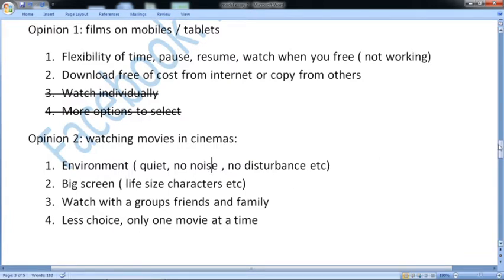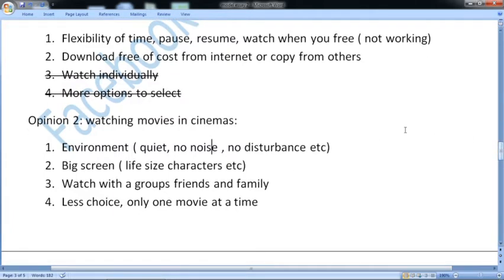Watching movies in a cinema, the environment is very good, quiet, no noise, no disturbance. We are watching without any pause. Big screen, we can see life size characters, of course this is very good. We can watch with groups and families, very good. There is less choice. The last one is not very relevant, and we can cross out these two.